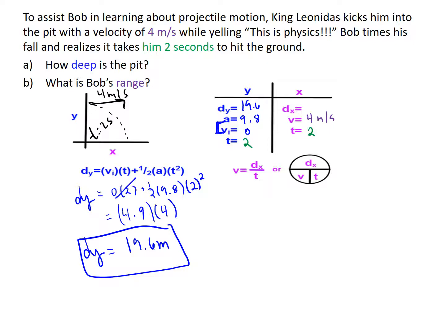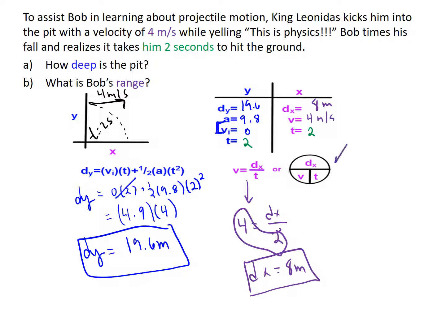Now I can find my dx. So I can just use this. If I'm using this side, I can just use 4 equals dx over t, which is 2. So then I can just cross multiply. So dx is equal to 8 meters. Or you could have also used this. So dx is equal to v times t. So I could have just said 4 times 2 is 8. Again, 8 meters. So whichever way you like to solve this problem, you can use whichever equation manipulation works for you.